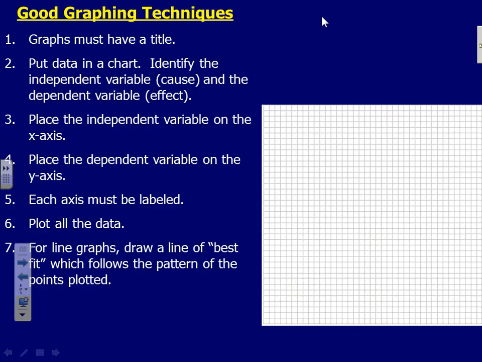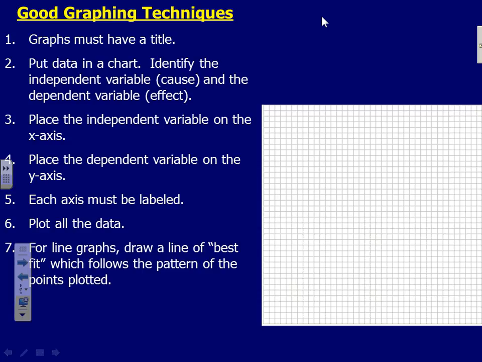Put the data in a chart. We're not going to do this for the practice. I'm going to give you a chart. But when we do our little experiment, you're going to have to create a chart. Try to figure out what the independent variable is. Try to figure out what the dependent variable is. That's going to determine where you're going to graph it. Place the independent variable on the x-axis. Place the dependent variable on the y-axis.